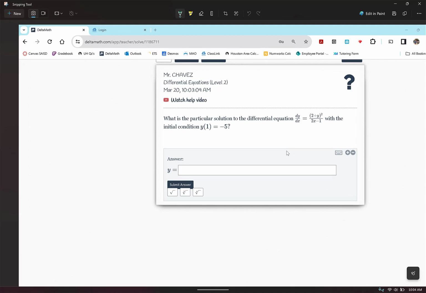All right. Here we go, guys. So this is what you guys were having issues with. It says, what is the particular solution to the differential equation with the initial condition y(1) = -5? Oh, it's green. That's fine. (1, -5). All right, here we go.